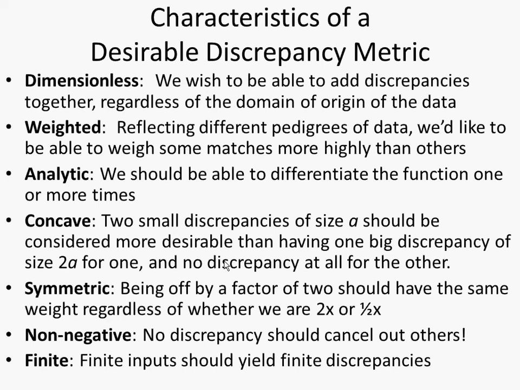We like it to be symmetric. So if they're off by a factor of 2, it shouldn't matter if it's off by half of the appropriate value or 2 times the appropriate value. It should be non-negative. No discrepancy in one thing should cancel out a discrepancy in the other. That would be kind of weird if we considered some discrepancies negative, so that a discrepancy in people eliminates the discrepancy of cost. And finite input should yield finite discrepancies. So these are some characteristics.